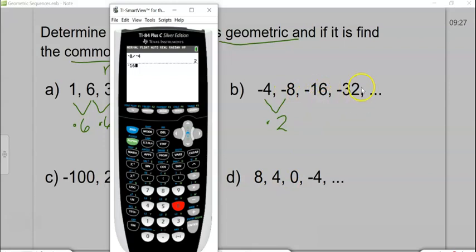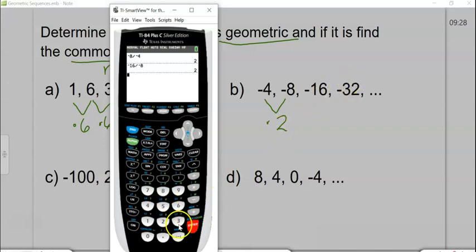Is negative 16 times 2 going to give me that? And that's fine. But if you don't know, I'm showing you what to do if you don't know in the calculator. So we can take the third term and divide by the term before it. And hopefully we still get 2. And we did. We got 2.